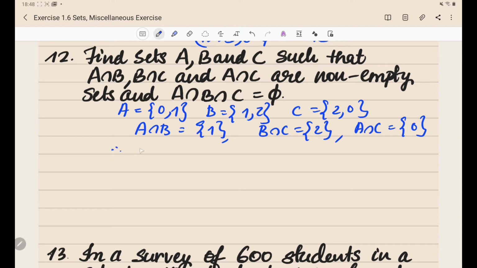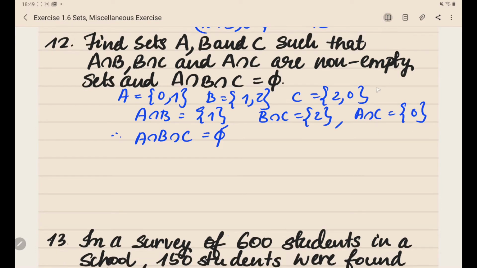But now you can take A intersection B intersection C. Are there any common elements? No. So it is an empty set, and hence you have proved it. That's it for the 12th problem. As I said, you can take any examples. I've taken smaller examples, then you can find your answers very easily. So try to take 2 or 3 elements in your problems, then you can easily find the answer, or else you have to use more steps.